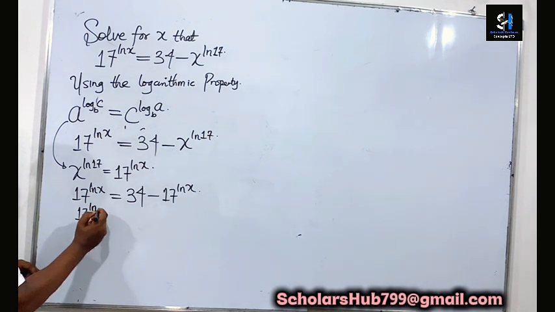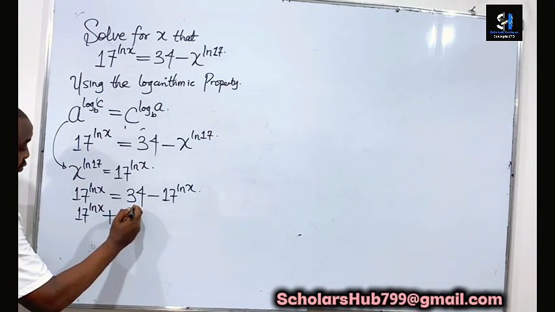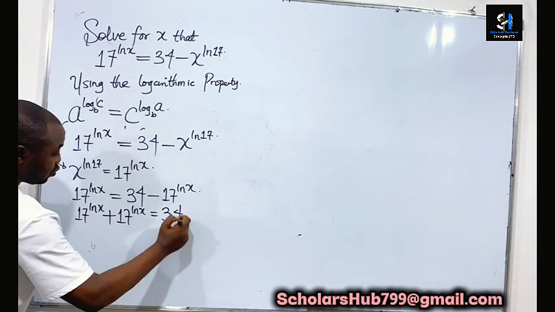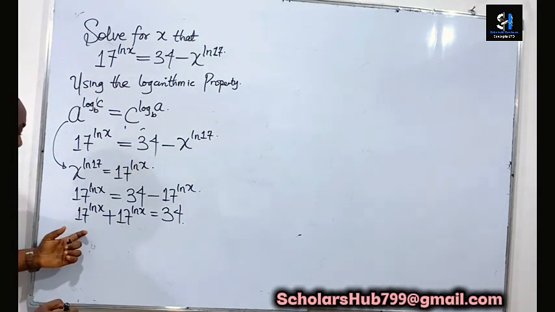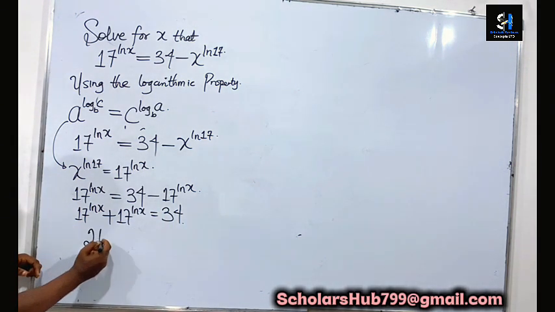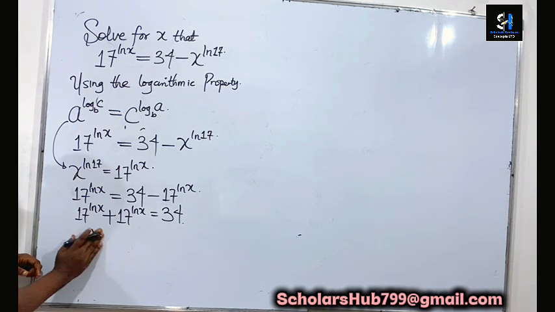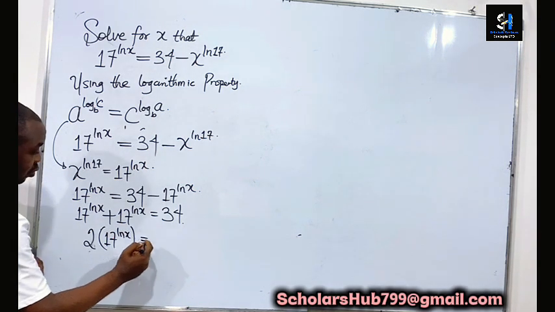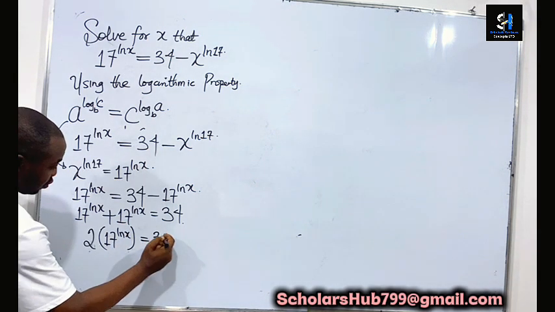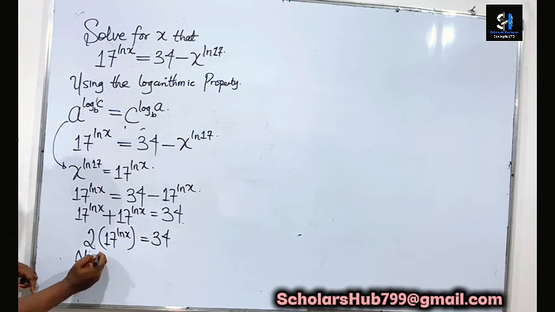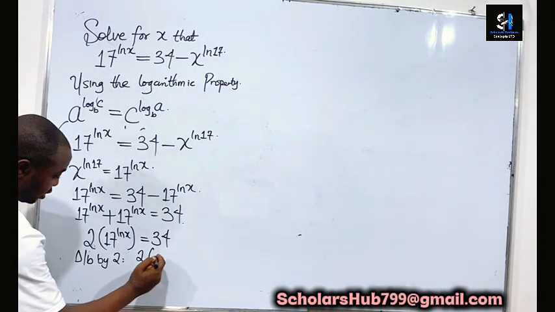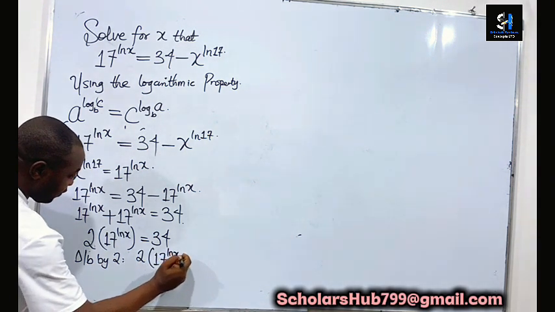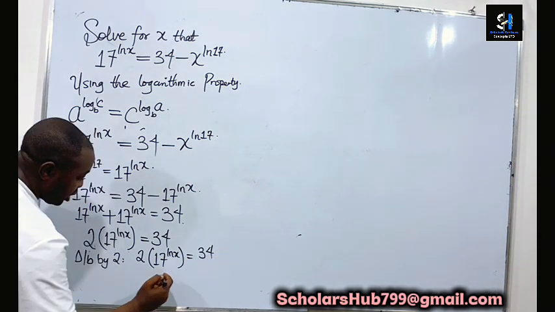So 17 raised to the power of ln x plus 17 raised to the power of ln x equals 34. Now we combine like terms. In this case, this will be 2 multiplied by 17 raised to the power of ln x equals 34, because we have 2 of these. Now, if you divide both sides by 2, this will be 2 parentheses 17 raised to the power of ln x equals 34.